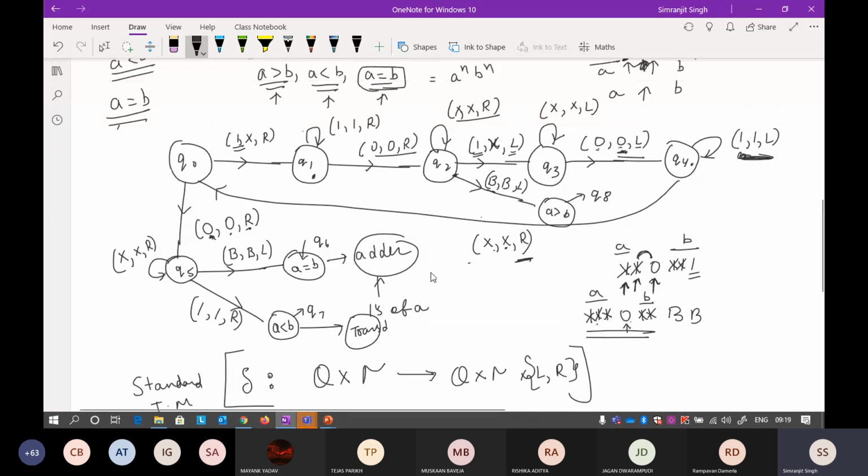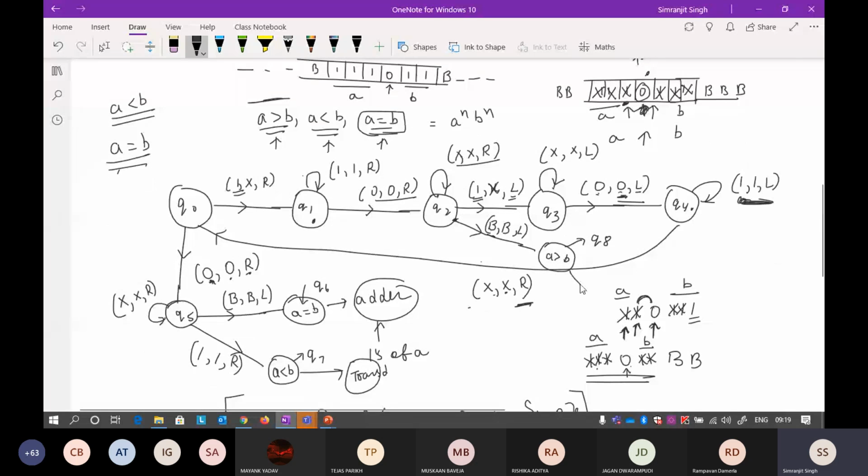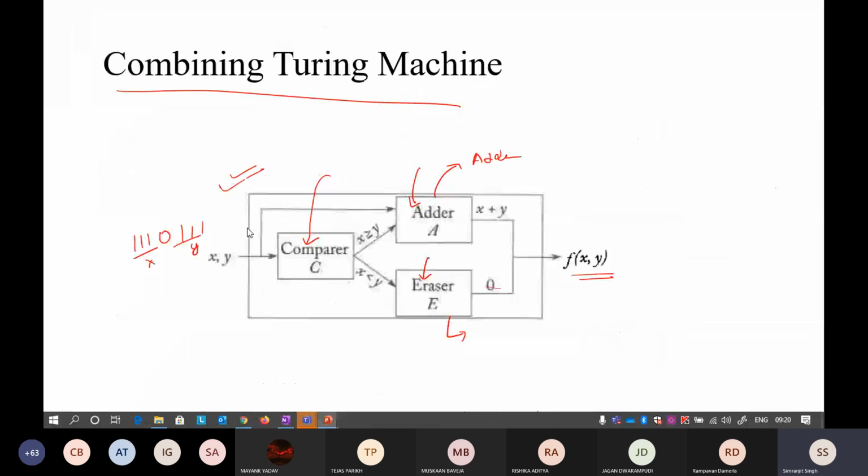When a is greater than b, you can again put here all the individual components that you have already designed, where it is acting as a copier. I want to copy whatever is in a and b. Suppose a is 111, then I want to copy 111 on the tape. The combination can act like this; this is a simple diagram.